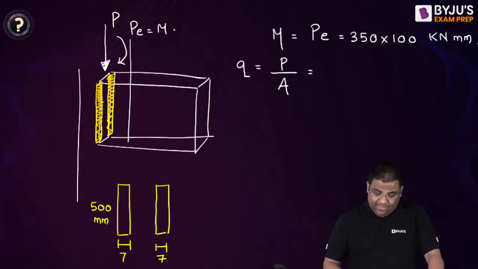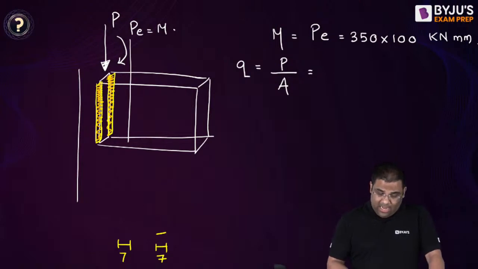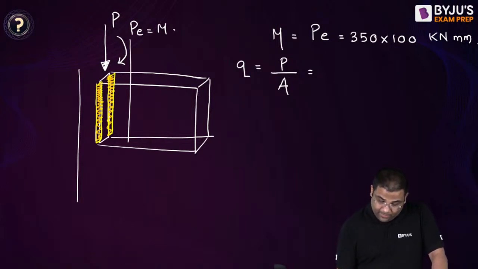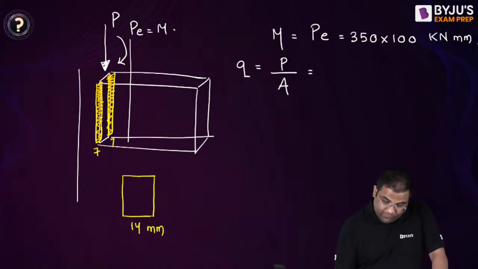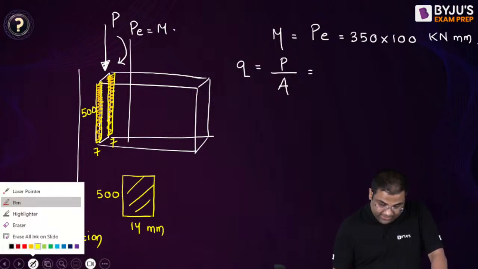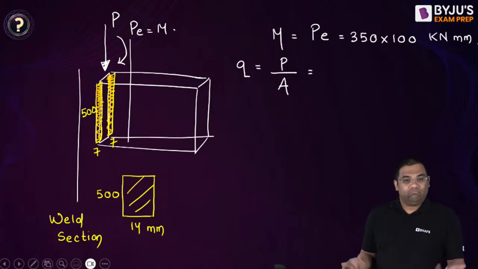Okay, so if I combine these two, I will get a big rectangle, right? I will get a big rectangle whose width will be how much? Whose width will be 14 mm, na? Basically, 7 for this, 7 for this, right? And then the depth will be 500. So this is the weld section I am seeing, which is rectangular. So if I want to find the shear stress, simply what? Force by area.